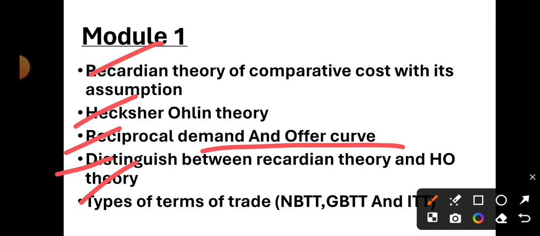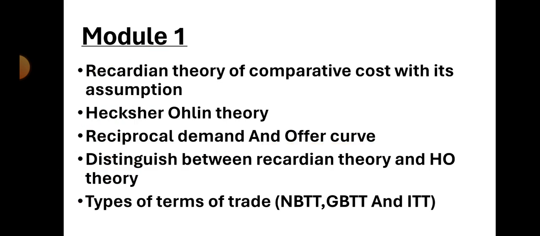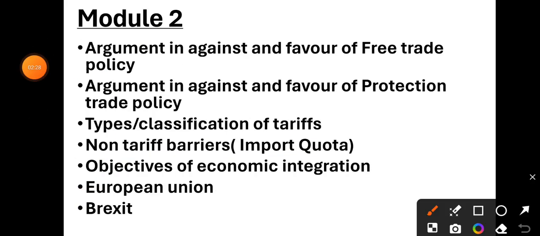And the last for module number 1 is the types of terms of trade. You need to learn what terms of trade is and its different types, for example NBTT, GBTT and ITT: net barter terms of trade, gross barter terms of trade and income terms of trade. Okay, so now let's move further to module number 2.